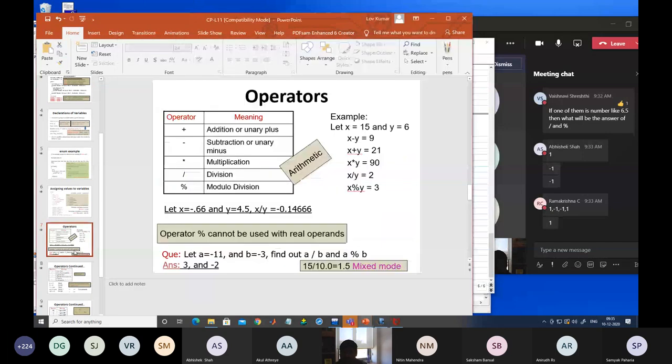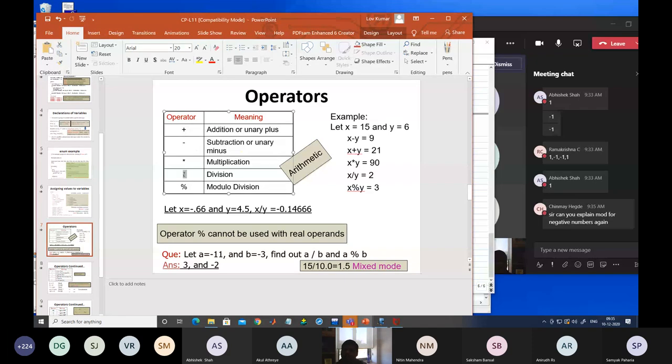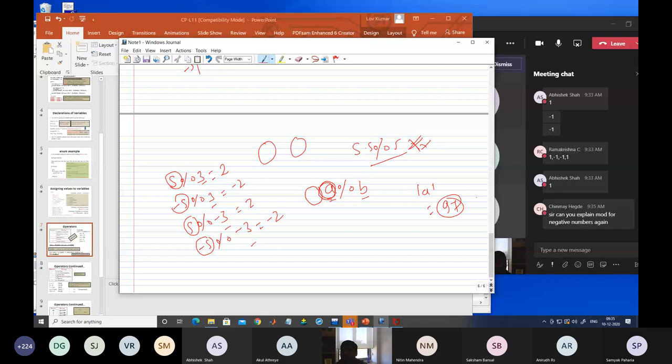Okay. You can see, the first one you already know, plus, you can apply for any type of data, real numbers, anything. Second one, minus, you can apply for any; into, you can apply for any; division, you can apply for any; and modular division you can only apply for integers. And we already know the sign of the modular result. In the case of modular division, the sign depends totally upon the sign of the first number. It will not depend upon the sign of the second number. It only depends upon the sign of the first number.